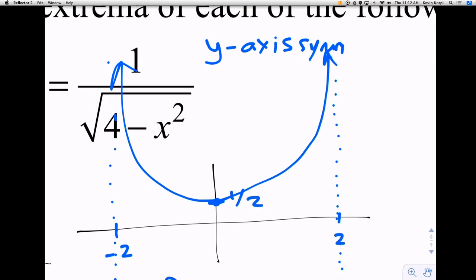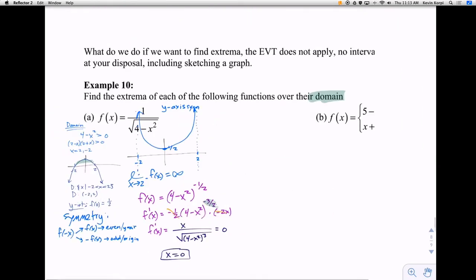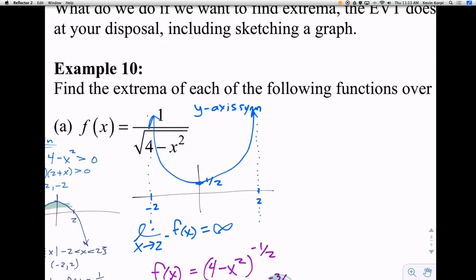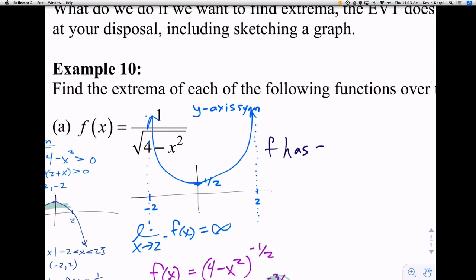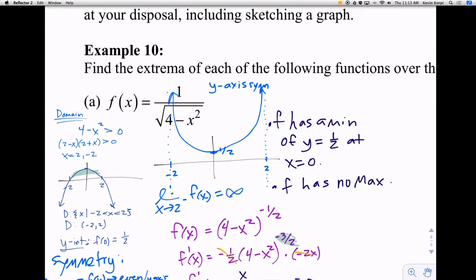Yeah. So we've got the answer now, right? We only had to bust out the calculus for that one little confirmation. And now we have the answer from all the other information. So let's go ahead and say F has a minimum of y equals what? 1/2 at x equals 0. And F has a max or no max? Yeah, no max. All right, there you go. Kind of fun. Kind of fun.